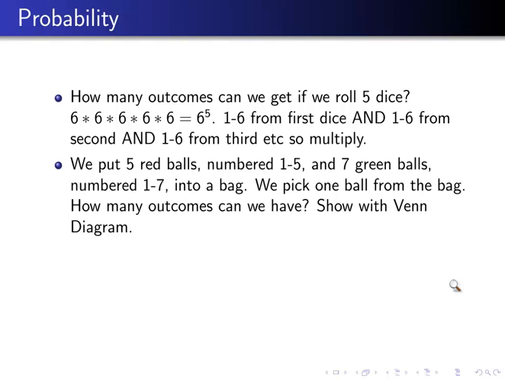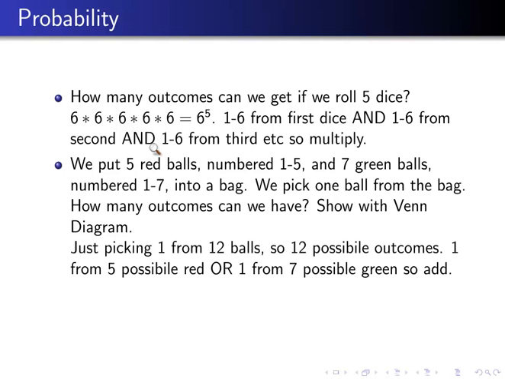Show with a Venn diagram. So we're just picking one ball from 12. So there are 12 possible outcomes. So there's 1 to 5 possible red balls, or 1 to 7 possible green ones. So we add them up, as opposed to multiplying them when it's an AND.